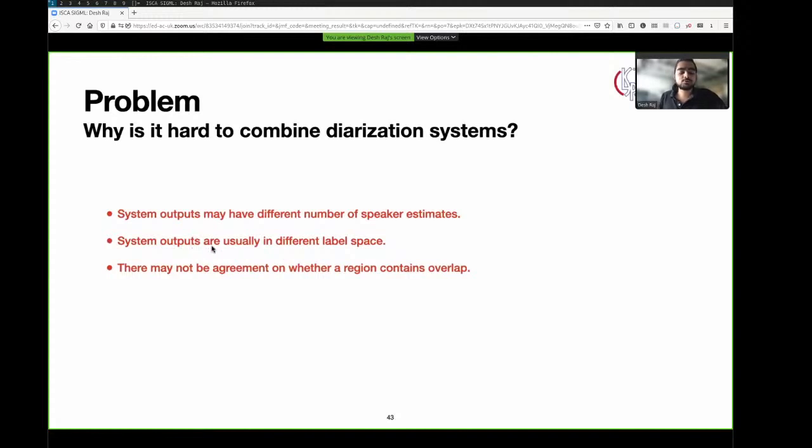What this means is that suppose you have two different system outputs, A and B. A could assign speaker labels A1, A2, A3, and B could assign B1, B2, B3. And you don't know the direct correspondence between the A's and the B's. So that is something that you have to figure out if you want to perform that combination. And finally, there may not even be agreement on whether a region contains overlap. There may be a system which predicts that some segment contains overlap, but the other systems may not agree with that. So you have to think about how to solve all these problems when you're thinking about combining the system outputs.